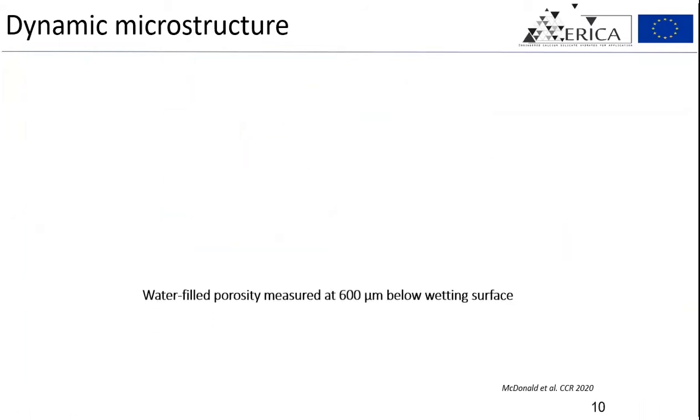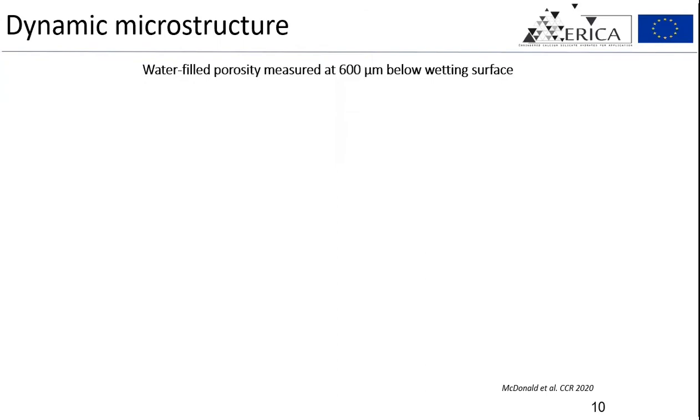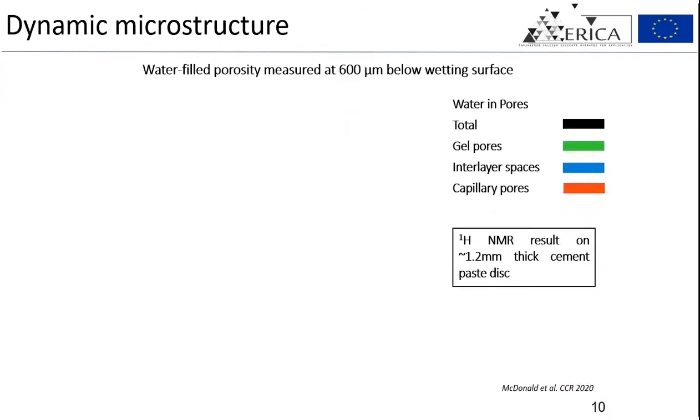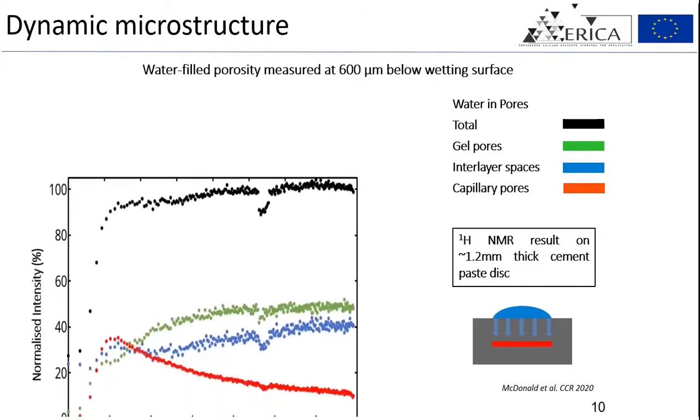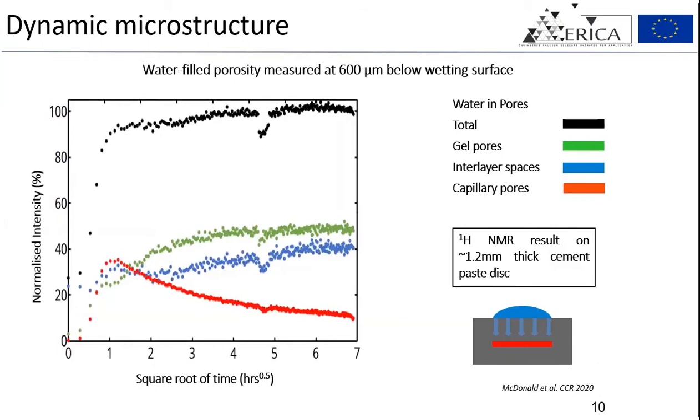Results from the Garfield NMR experiment are shown in this plot, where we are going to observe information about water-filled porosity measured at 600 microns below the wetting surface. At time 0, the dry sample is plotted. The first data point shows the start of the re-wetting process. Water quickly saturates in the first hour and the capillary pores. After the large pores reach full saturation, the water-filled porosity is starting to relax into finer pores.